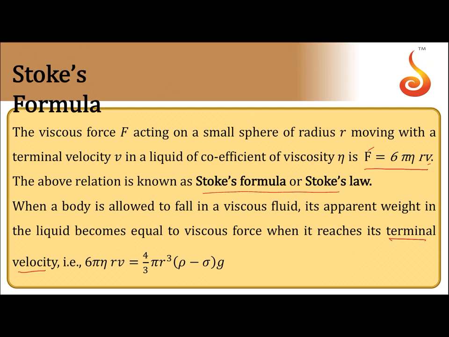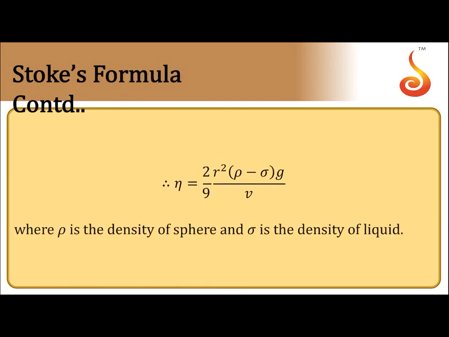It is given by 6 pi eta r v is equal to 4 by 3 pi r cube into rho minus sigma into g, where sigma is the density of the medium and rho is the density of the object. Then eta is given by 2 r square into rho minus sigma into g divided by 9v. If you want to calculate terminal velocity, just cross multiply and send this back to here.